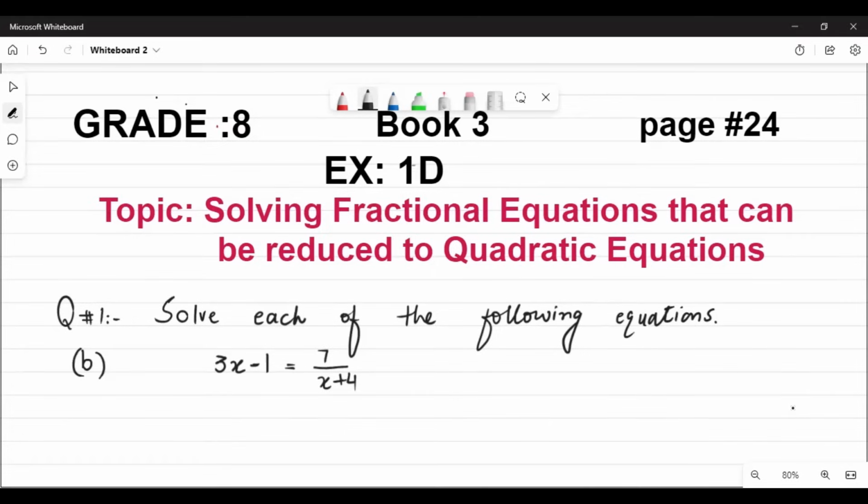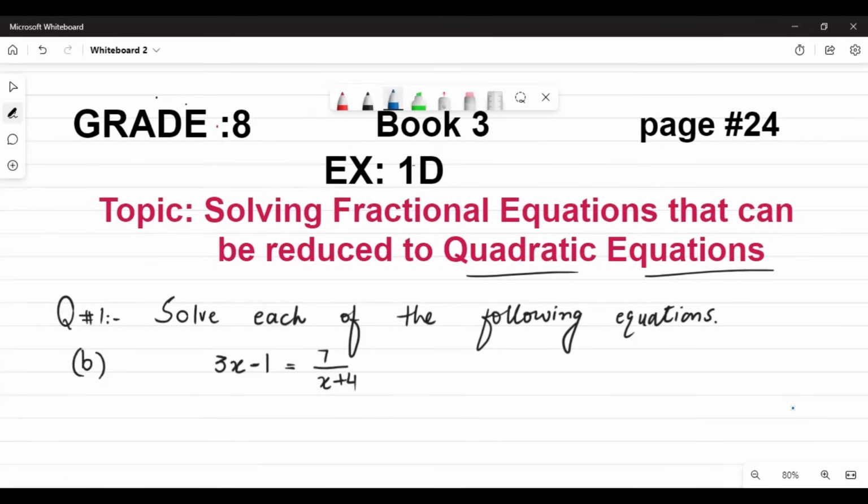The topic of exercise number 1D is solving fractional equations that can be reduced to quadratic equations. In the question, fractional equations will be given, and we have to reduce those fractional equations to quadratic equations. And then after that, we have to solve the questions. So let's start with the question.